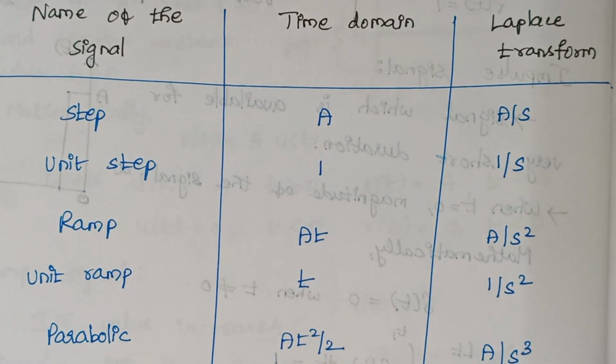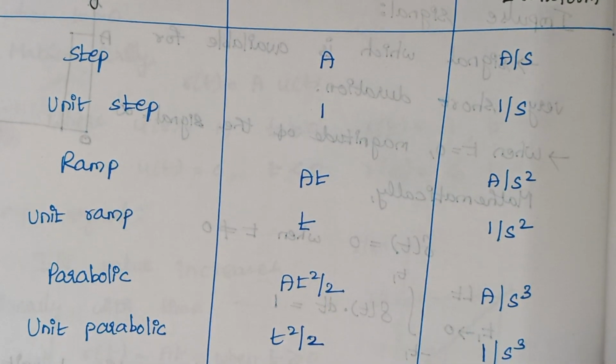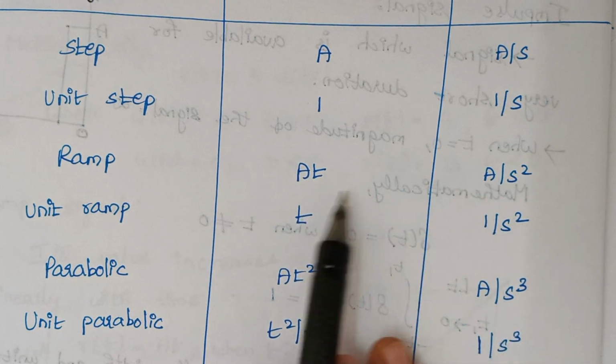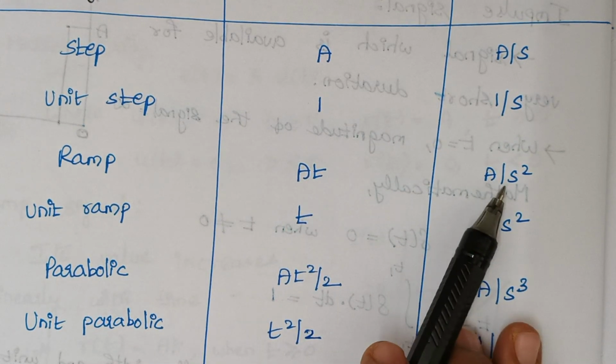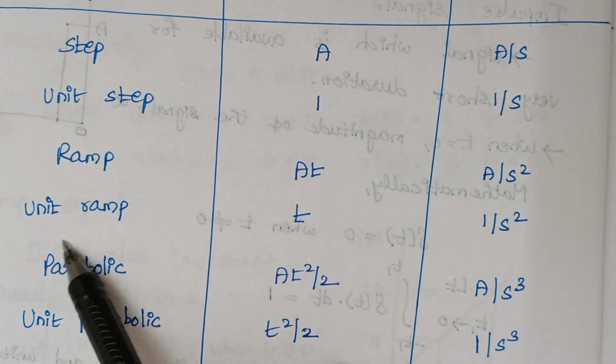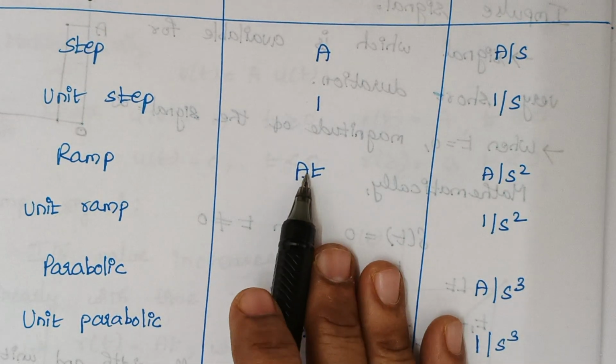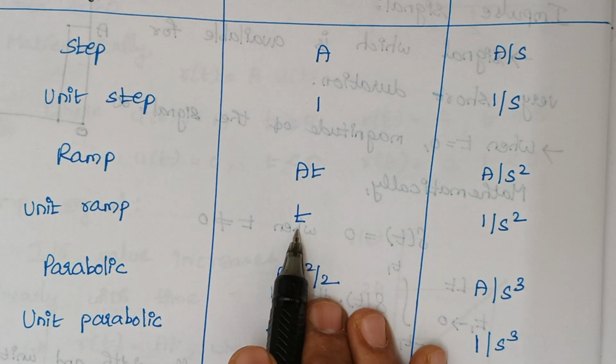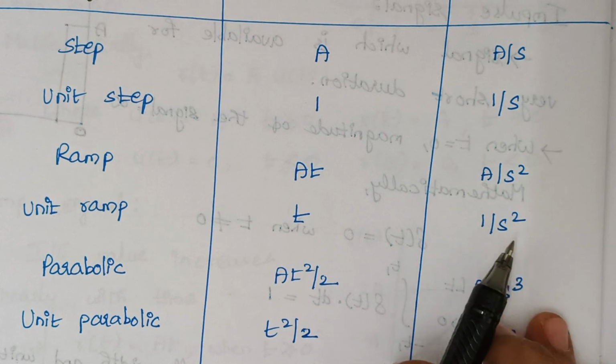The next one is the ramp. For the ramp signal, we know the value is A into t, and when you take the Laplace transform, that becomes A/s square. For the unit ramp, A becomes 1, so here only t. When you take the Laplace transform, it is 1/s square.